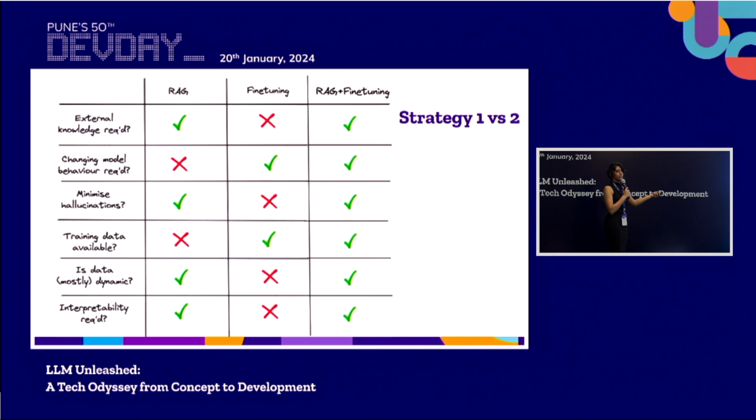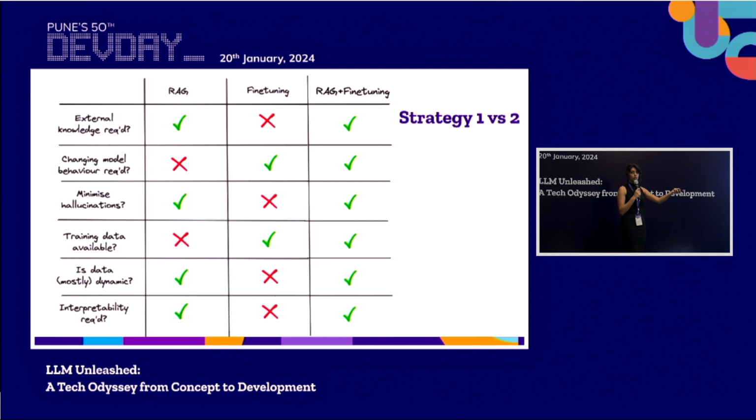Here, you can see there's like a direct comparison. What are the things that RAG is able to provide you, which fine-tuning is not? What are the things that fine-tuning gives you, which RAG is not able to do? But then, if you combine both of them, then you are getting the best of both worlds. And that's what we already want, right? So everything is sorted, right?